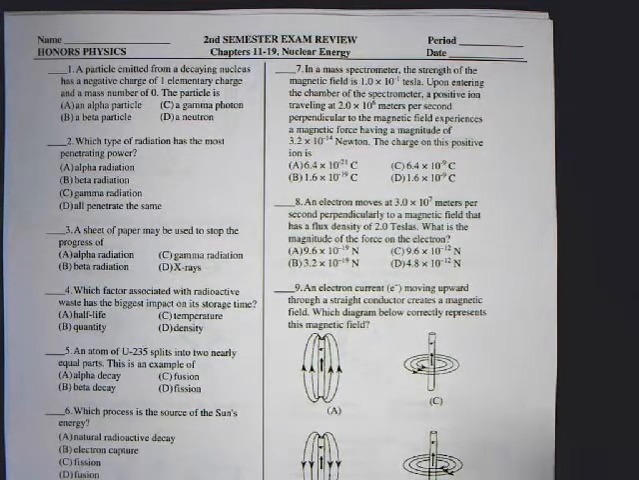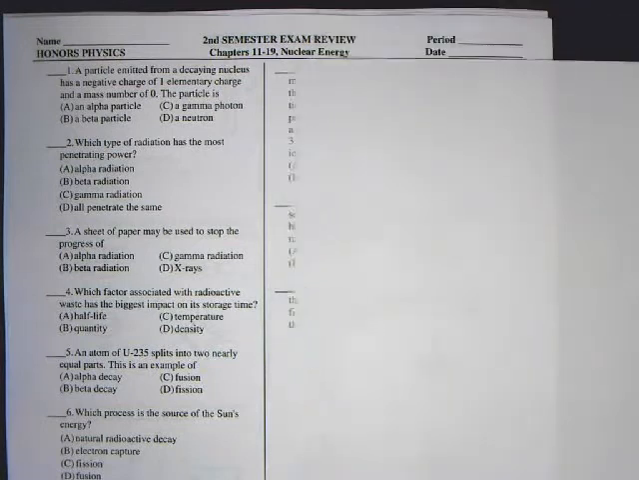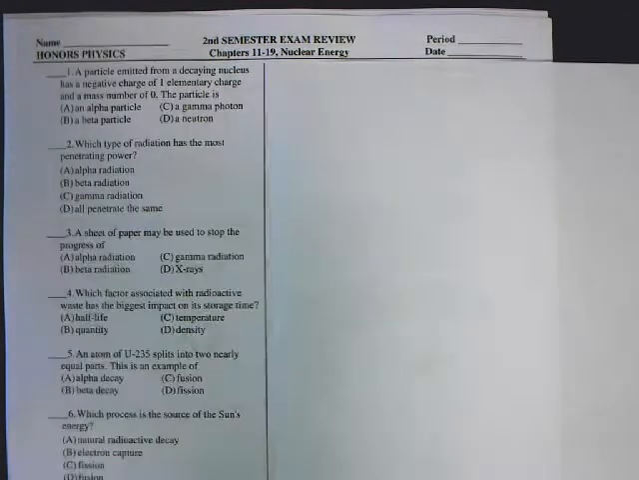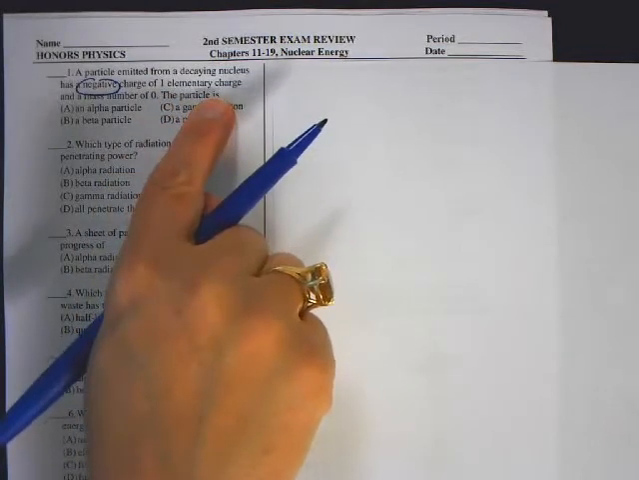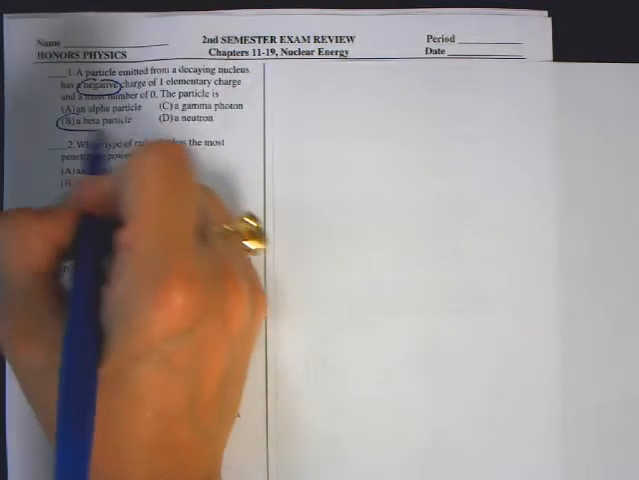Semester 2 exam review. The first question's on nuclear energy. These don't require any type of calculation. A particle emitted from a decaying nucleus has a negative. So the key word there is negative charge of one elementary charge, so that's an electron. So the answer is B, a beta particle.